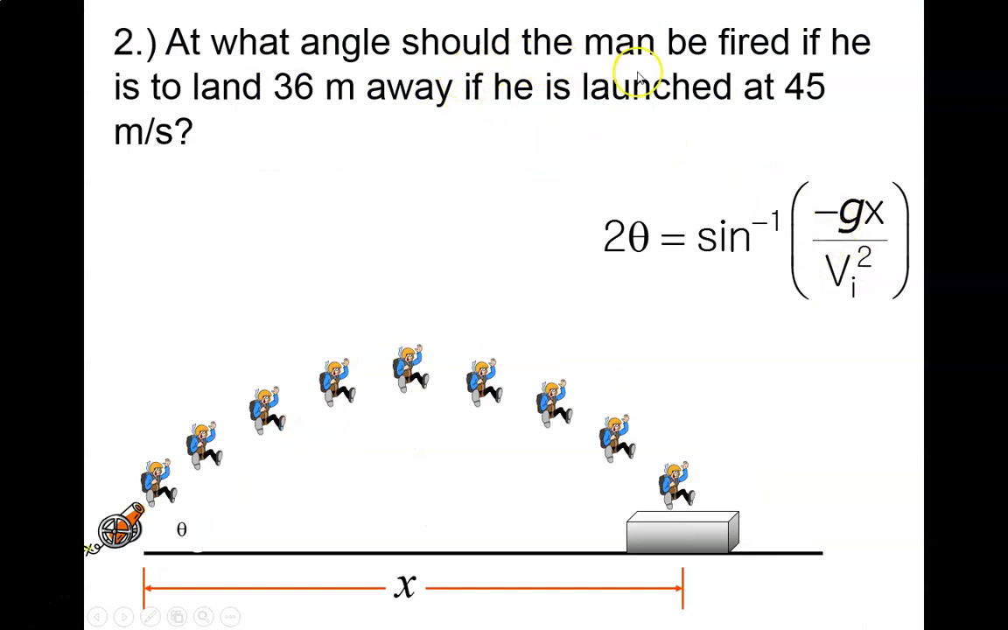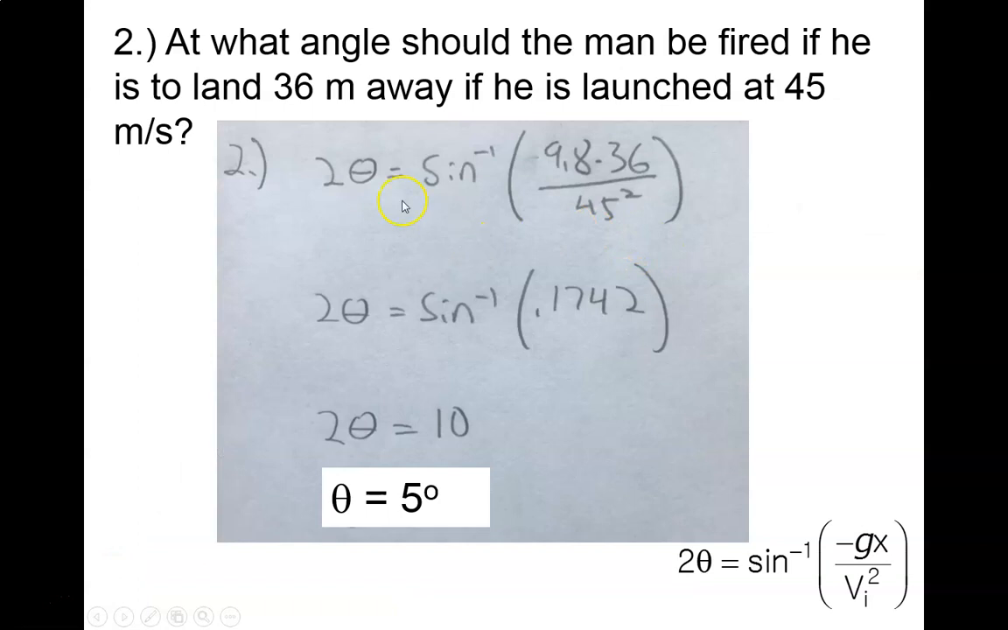So what angle should a man be fired if he is to land 36 meters away if he is launched at 45 meters per second? So we're looking for the angle. That tells us we want to use this form of the equation, and let's plug in the numbers.